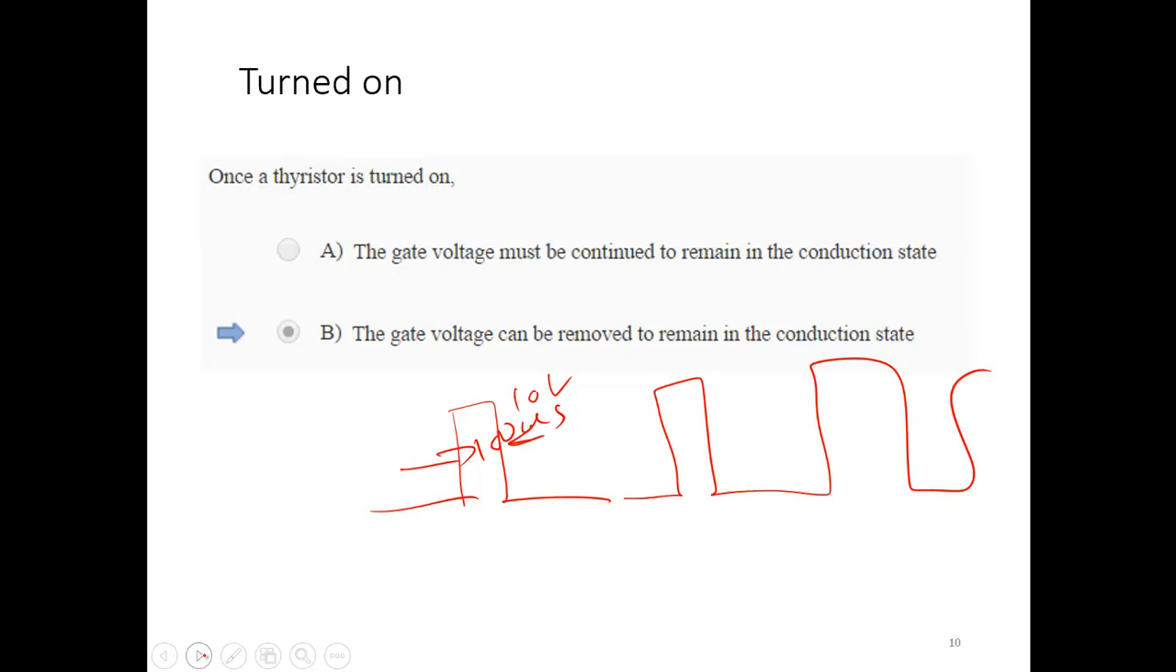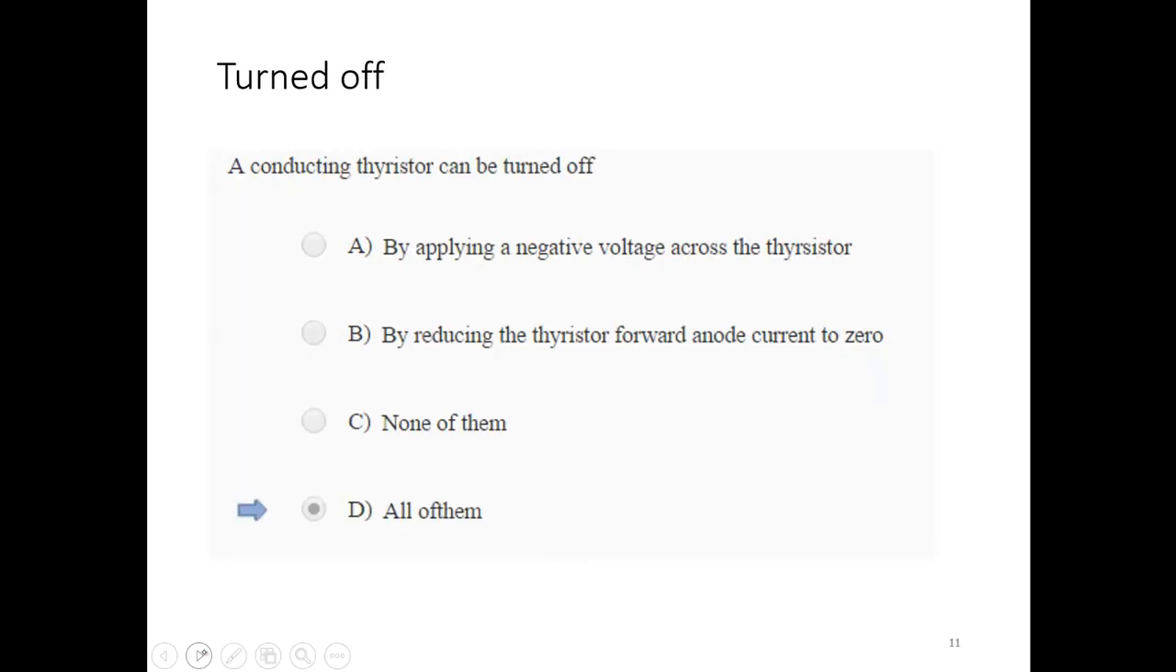Then the next one, turn off. A thyristor can be turned off by applying a negative voltage. True. Applying a forward anode voltage of 0, or reducing the current less than the holding current, all of them. You can turn it off any of those ways.